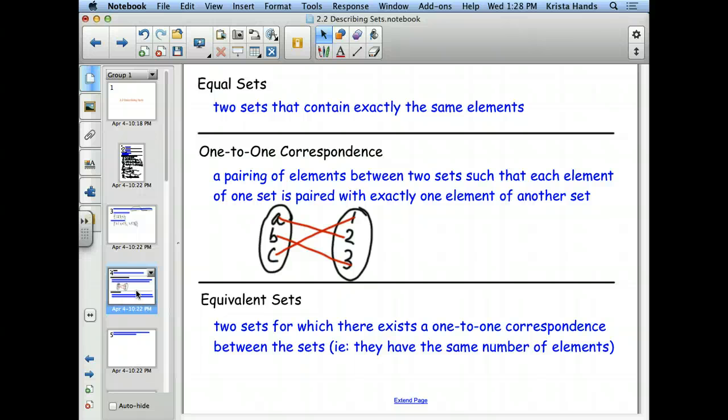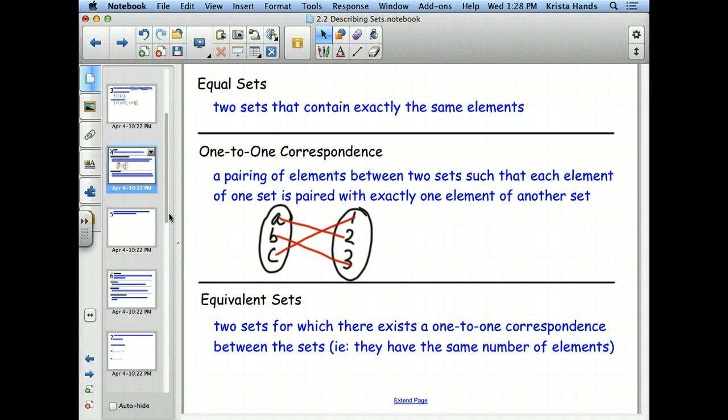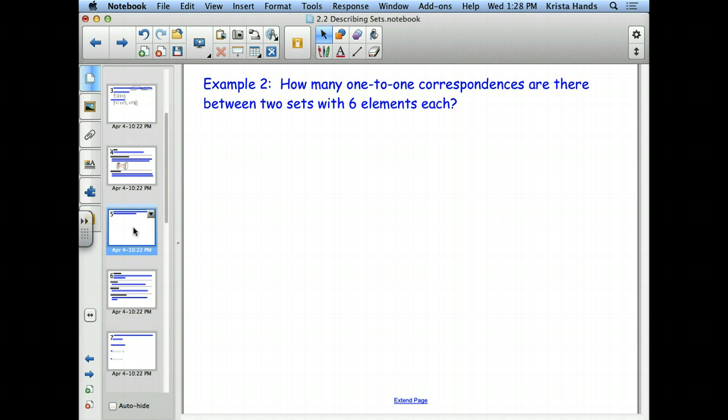All right, so let's take a look at this idea of equivalent sets, or one-to-one correspondences to create equivalent sets. How many one-to-one correspondences are there within 6 elements of a set? So you have one set of 6 elements over here, and another set of 6 elements over here. The question is, how many different friendship pairings could you have? So you have 12 kids in your class, 6 girls and 6 boys, and you want to pair them off for an activity. How many ways could you do that?